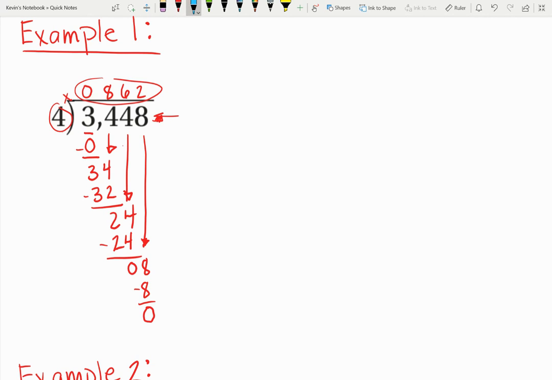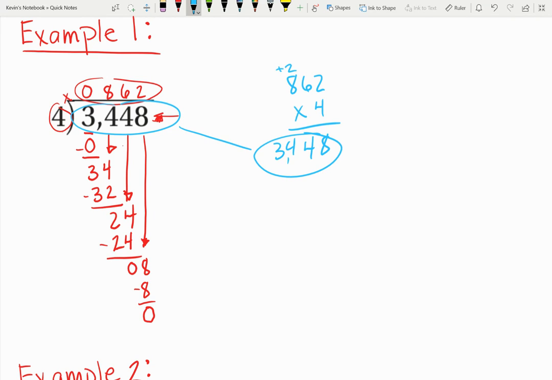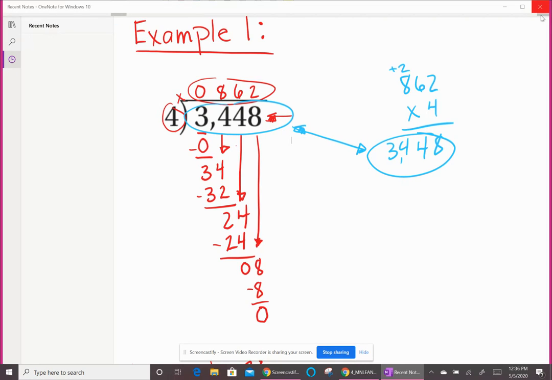I'll do a different color for our check. So we have 862 as our quotient. Multiply that times our divisor. So 8 times 4 is 32 plus the 2 is 34. So 3,448 does equal our dividend. So those two match. Your problem is correct. Let's go ahead and pause the video. If you want to review the steps in the regrouping method, do it now. I'll see you on example 2.